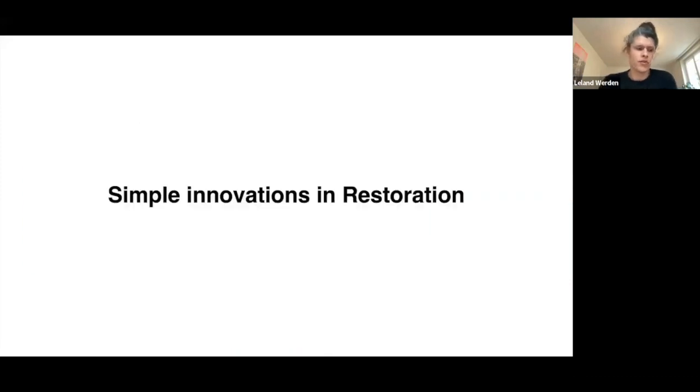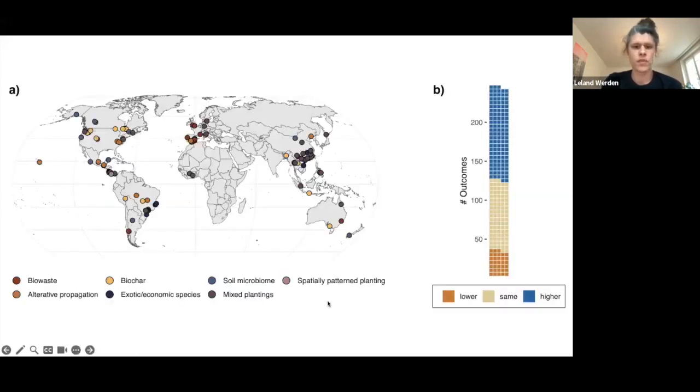And then I just wanted to touch super briefly on some work that we've been doing recently to think about how we can use really simple practices to improve restoration. So what we did is we looked at all these different types of practices that people are using around the world. This is a map of all the studies that we looked at, where people added things like biochar, which is essentially just ash, mixes of exotic and or economic species with native tree species, doing high diversity plantings, planting trees in islands, adding soil to increase the microbiome.